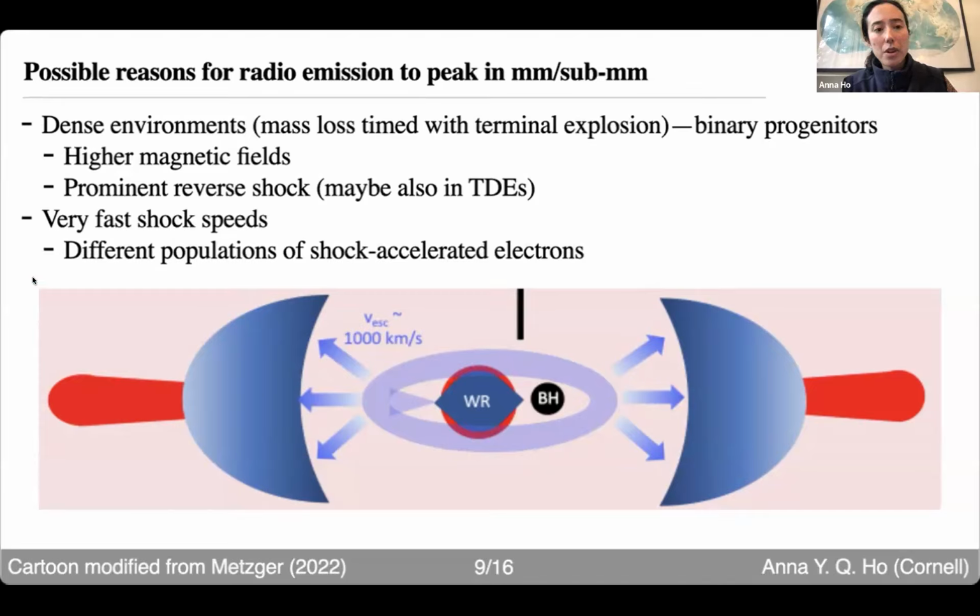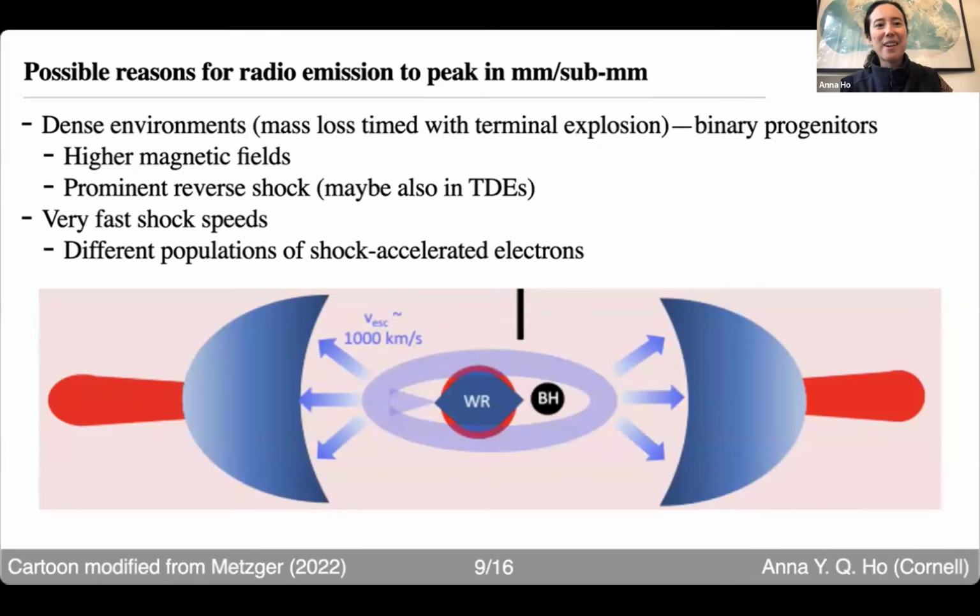And then there are other suggestions that in the millimeter band, for some of these transrelativistic explosions, you're seeing different populations of radiating electrons than you're seeing in the regular subrelativistic supernovae. So that can also be a reason why these events look so different in the millimeter band from more conventional supernovae that we've known about for a long time.